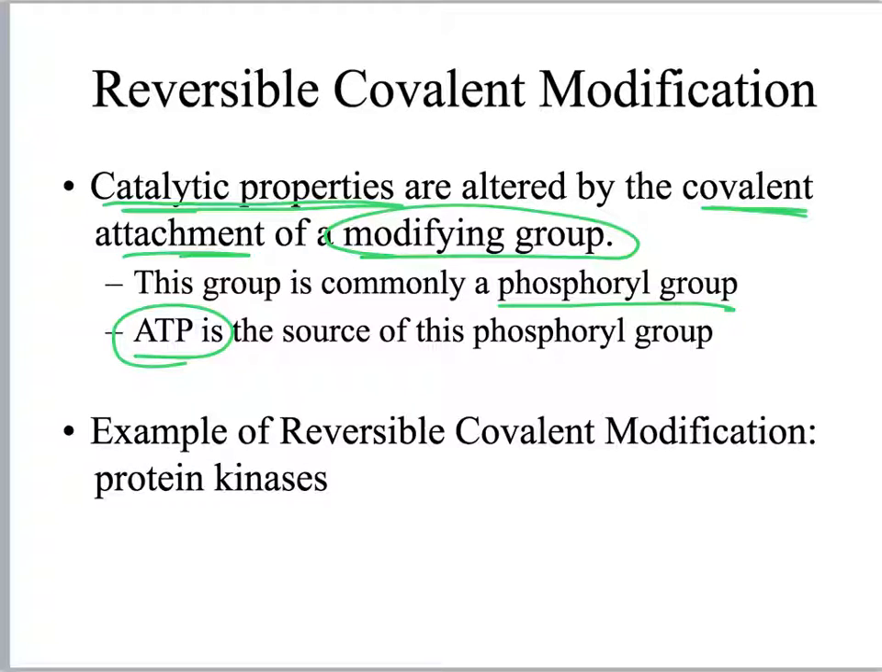So remember our catalytic properties, we're looking at the rate at which that enzyme is going to function. So adding a phosphoryl group or removing it is either going to speed it up or slow it down. An example of reversible covalent modification are protein kinases.